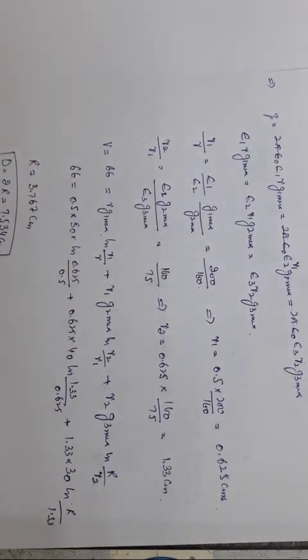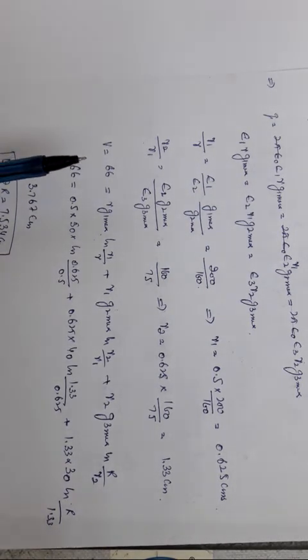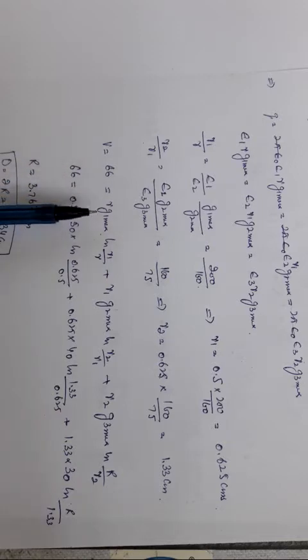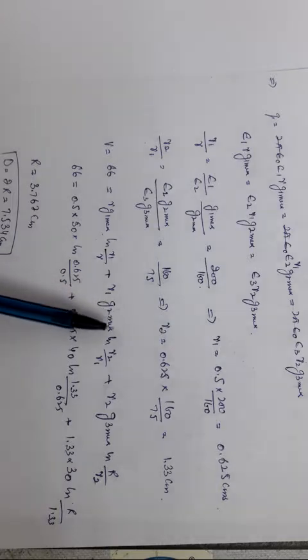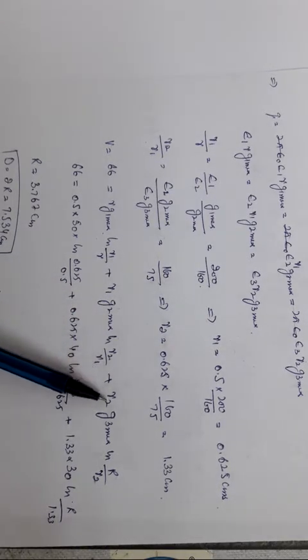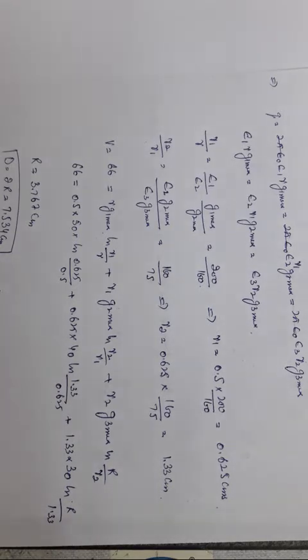That's okay, but we are asked to find out the diameter of the sheet. So that can be calculated from this equation: V is equal to G1max R ln of R1 by R, plus R1 G2max ln of R2 by R1, plus R2 G3max ln of capital R by R2.